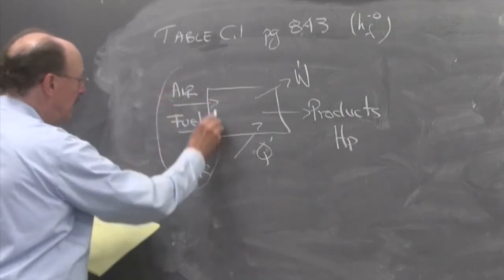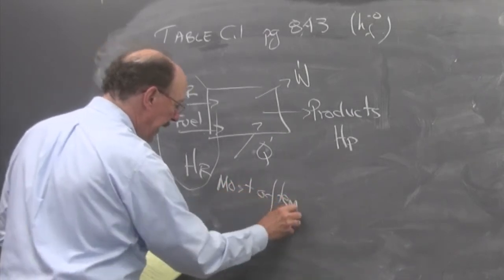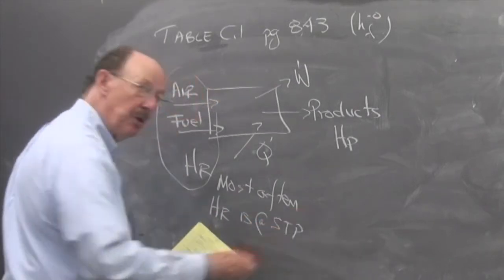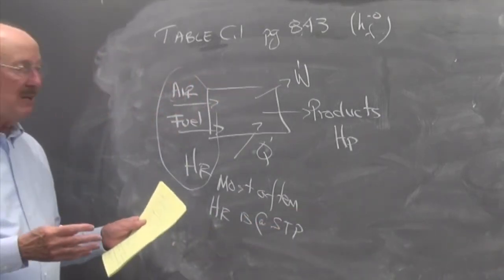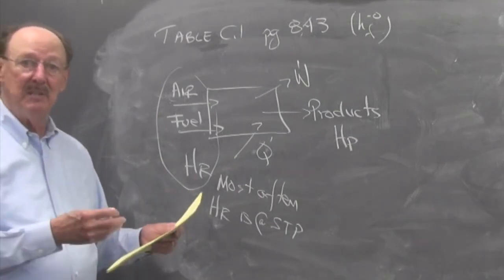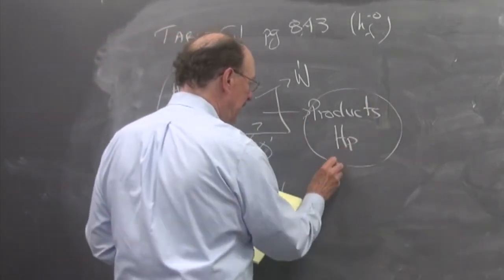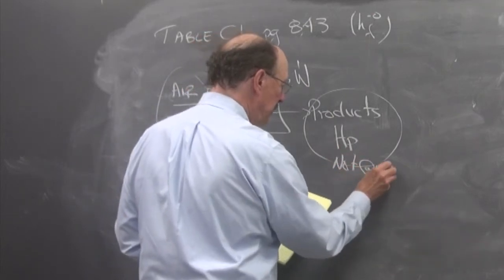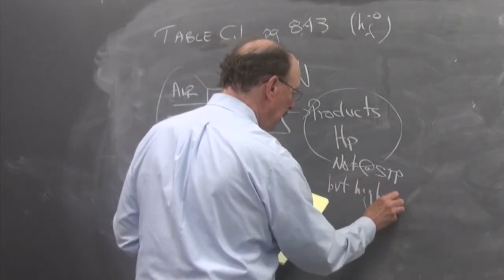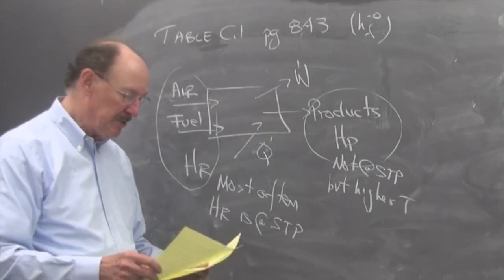So this is normally what we have. Most often, H sub R is at STP, so we don't have to worry about it. Most often, the products leaving an engine or a furnace are at higher temperatures, so not at STP, but higher temperature. Everything could still be at the same pressure, but the temperature is different.